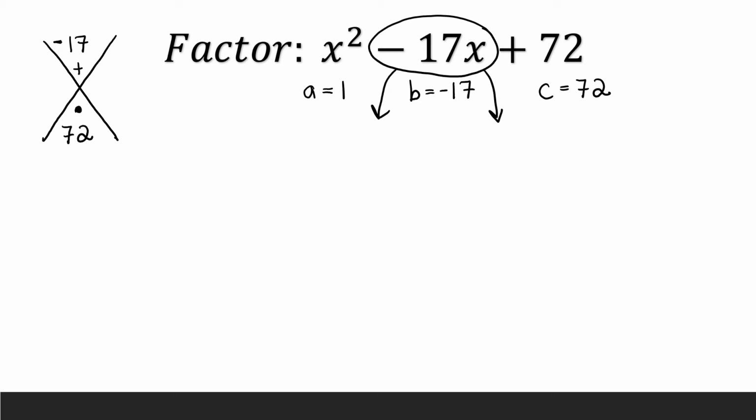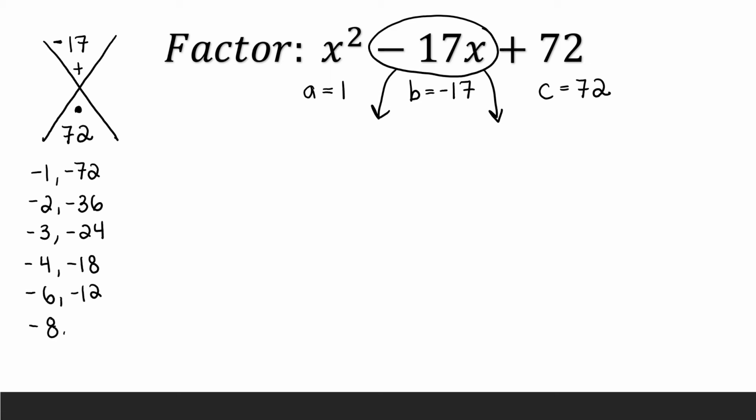Since they'll need to multiply to something positive but add to something negative, that means that both factors will be negative. So we could have negative 1 and negative 72, negative 2 and negative 36, negative 3 and negative 24, negative 4 and negative 18, negative 6 and negative 12, or negative 8 and negative 9. So these are the factor pairs for 72 that are negative. Now we need to add them together to figure out which pair adds to negative 17.